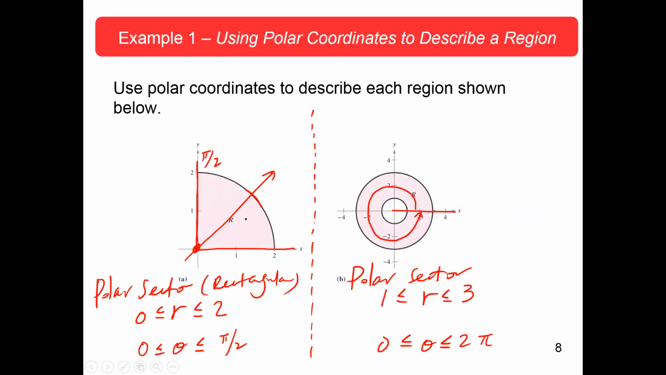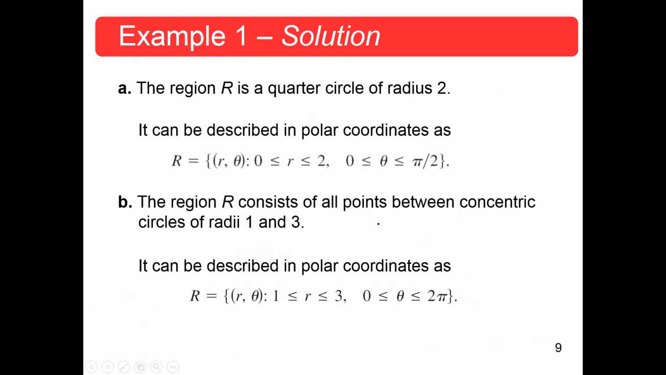So that's how I describe these two polar sectors. I've attached the solution here. The first one: radius between 0 and 2, theta between 0 and pi over 2. Second one: radius between 1 and 3, and theta between 0 and 2 pi. No matter what, you can see all of these are bounded by constants. Radius is bounded by constants, and theta is bounded by constants.